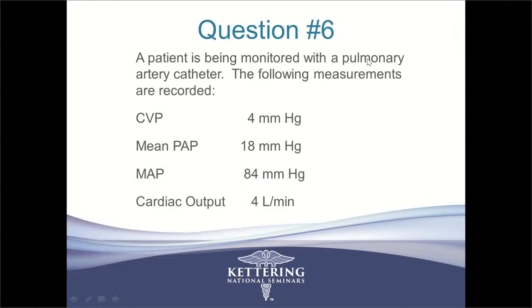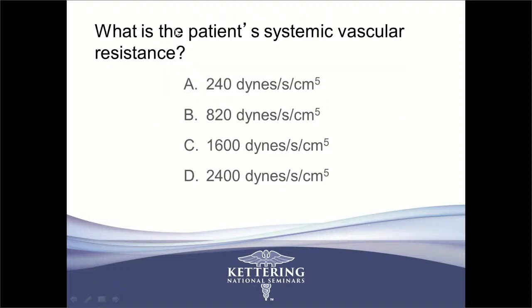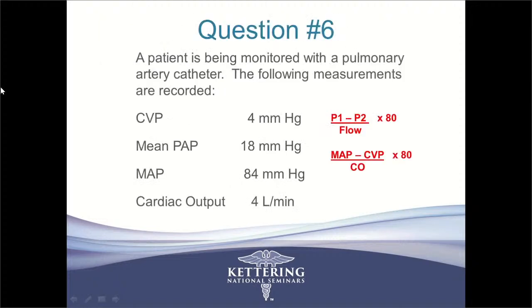Question 6, patients being monitored with a pulmonary artery catheter. The following measurements are recorded. This is just like we've been doing. I'm going to skip the list and go to the question. What is the patient's systemic vascular resistance? I will go back over here, and you see I've shown you the formulas you should be thinking about. This is the resistance, airway resistance or vascular resistance formula, P1 minus P2 divided by the flow times 80. And so it's systemic.